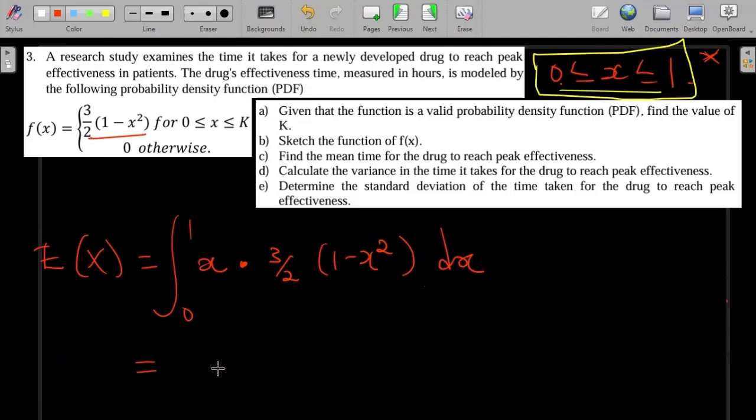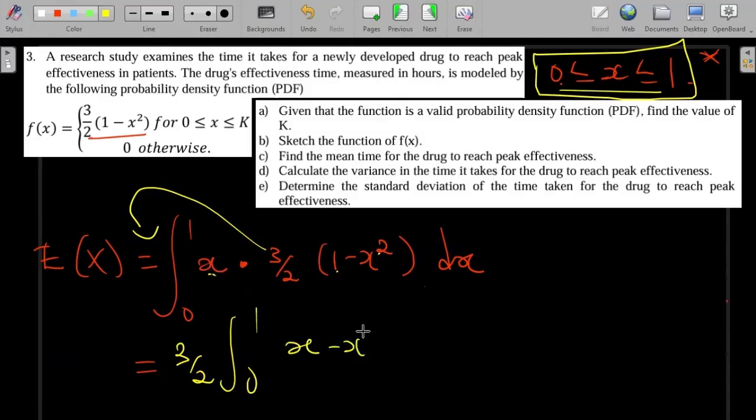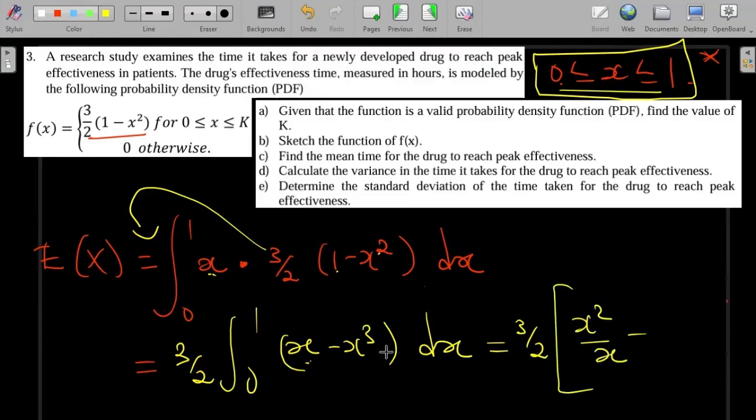Okay, so here I can take this 3/2 outside. So it's 3/2, the integral from 0 to 1 of x multiplied by 1, which is x, minus x multiplied by x squared, which is x to the power 3, and then dx. So this is going to be equal to 3/2, and then I can integrate this. If I integrate x, I get x squared over 2, minus, if I integrate x to the power 3, I get x to the power 4 over 4. And then the limits are 0 to 1.